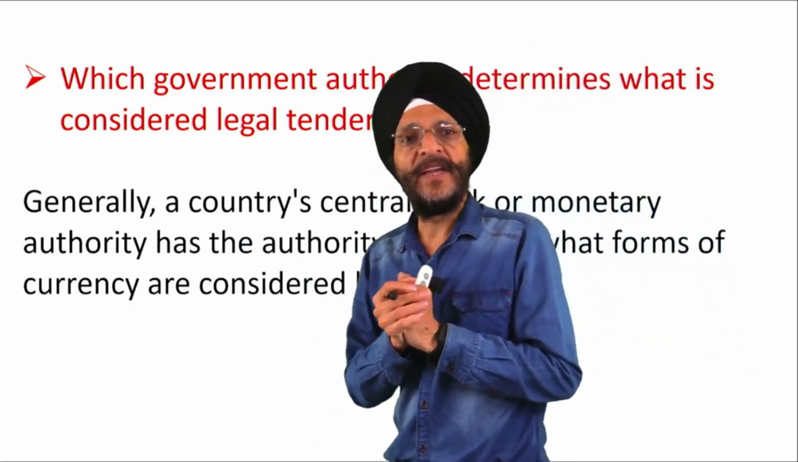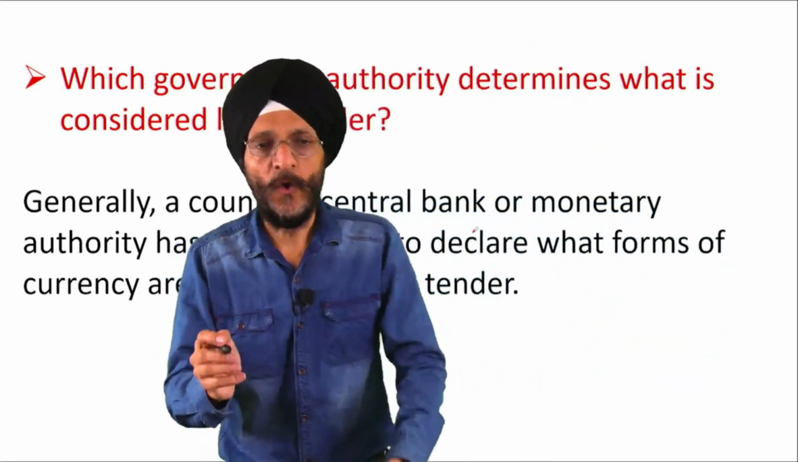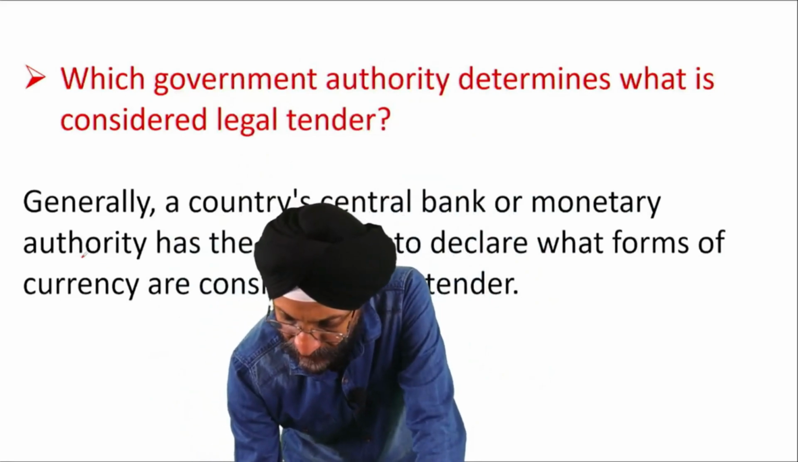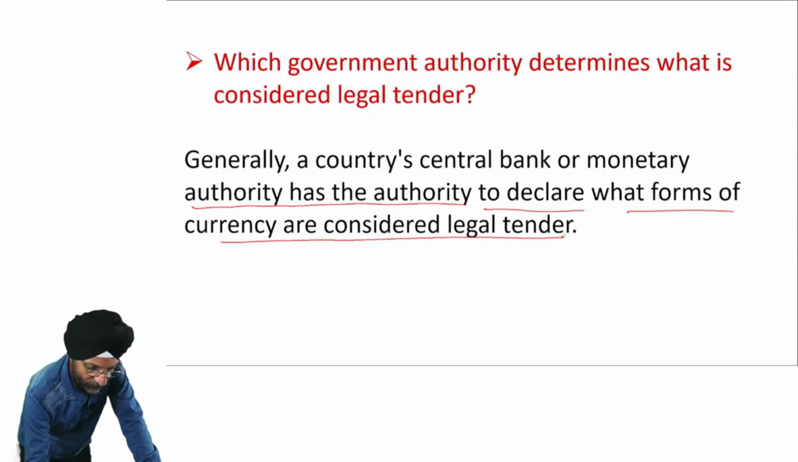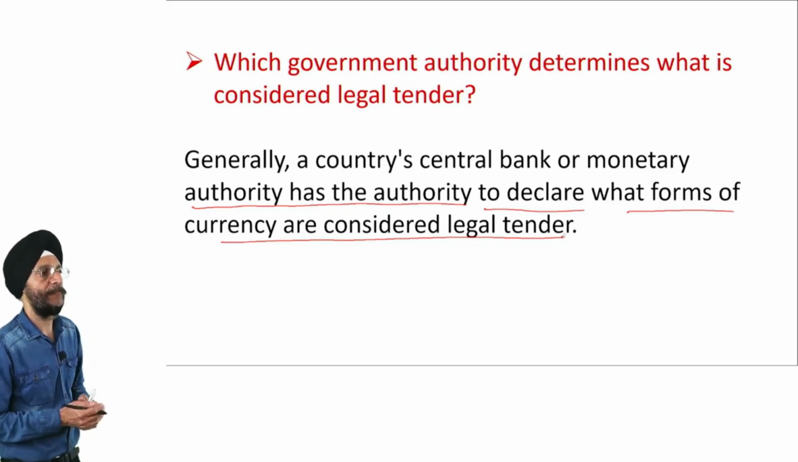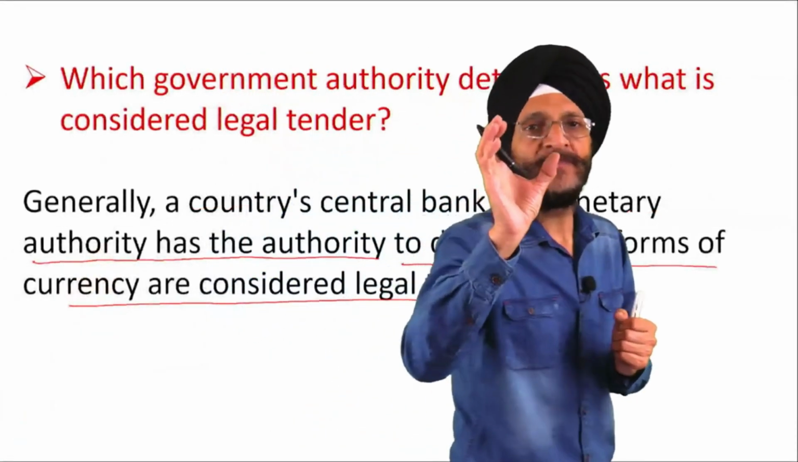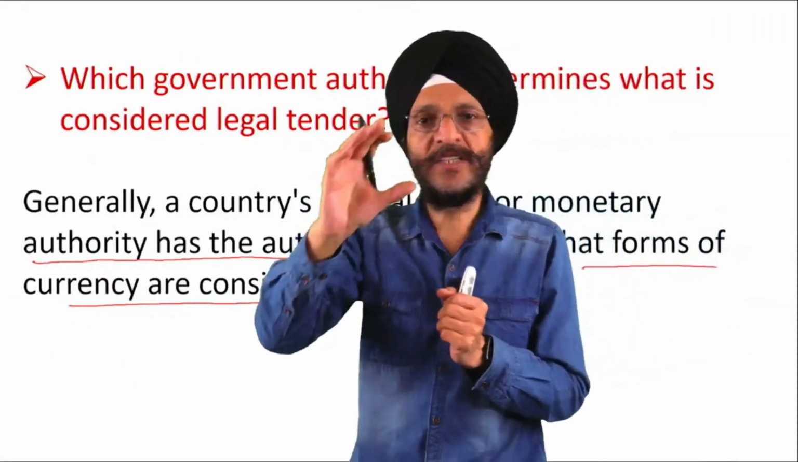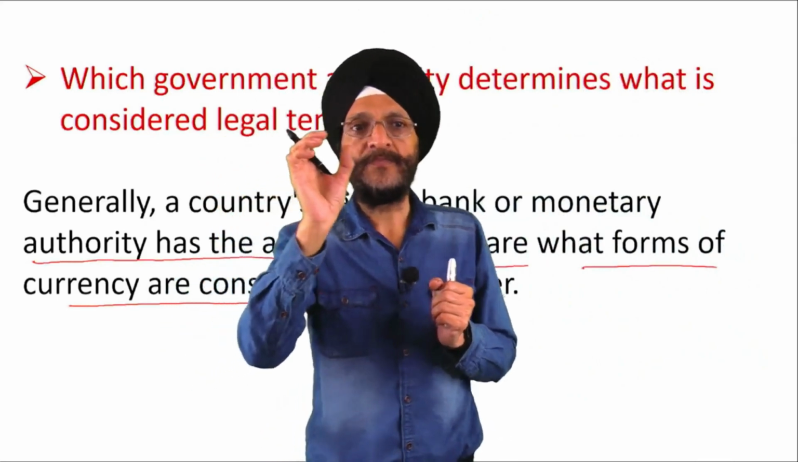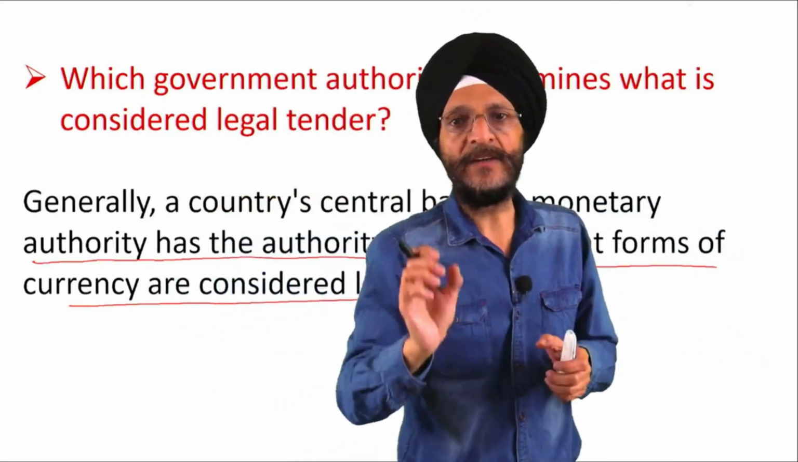Now the question is, which government authority determines what is considered legal tender? Generally, a country's central bank or monetary authority has the authority to declare what forms of currency are considered legal tender. That is, it is ultimately the central bank or the monetary authority of the country which decides what form of currency is legal tender.